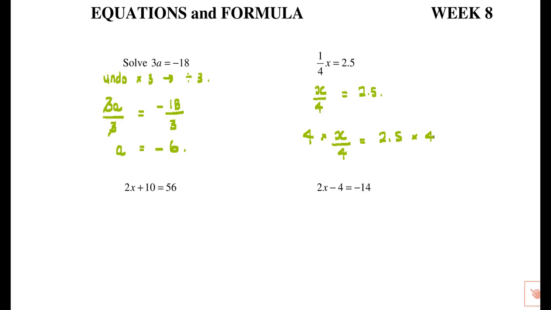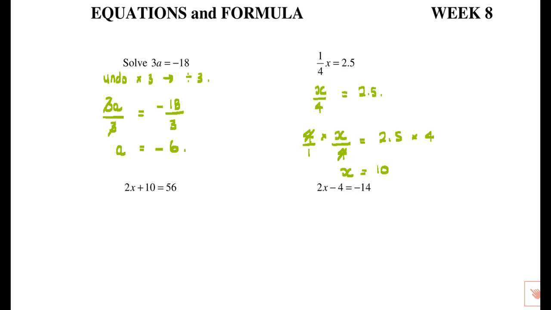So we've undone divide by 4 by multiplying both sides by 4, and on the left hand side the 4's will cancel out because you can think of 4 as 4 over 1. So we're left with x on the left hand side, and 2.5 times 4 is equal to 10.